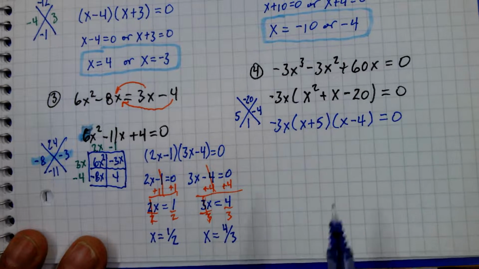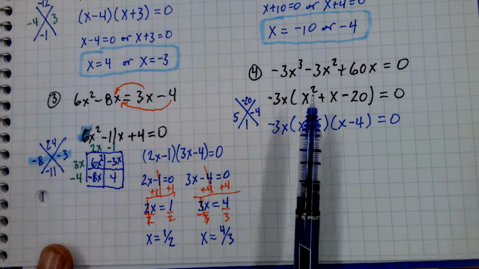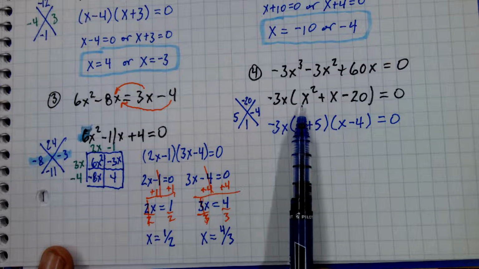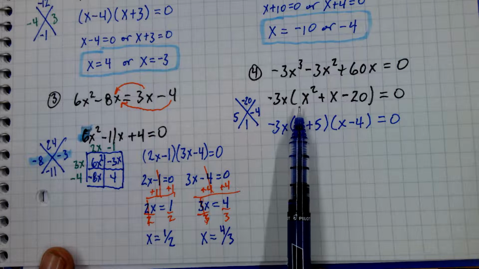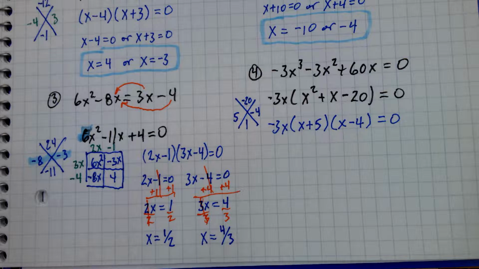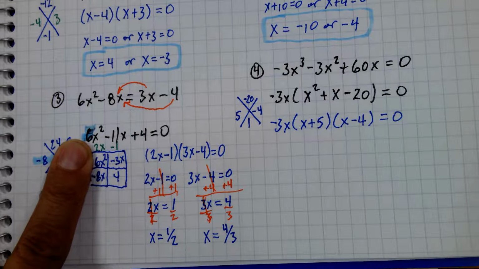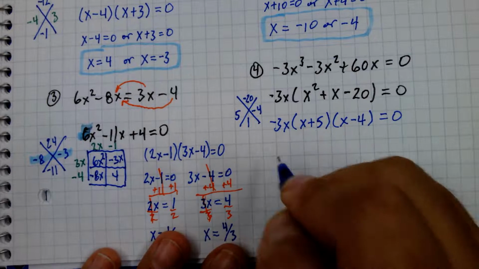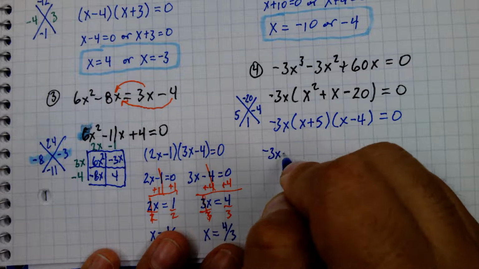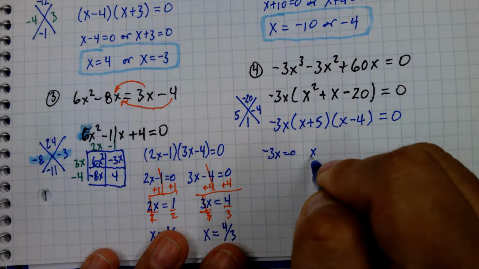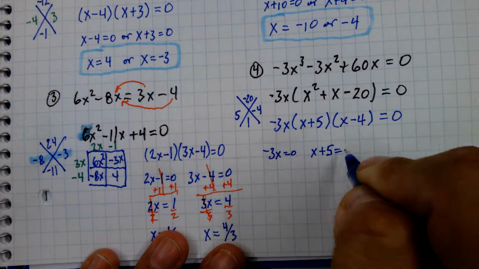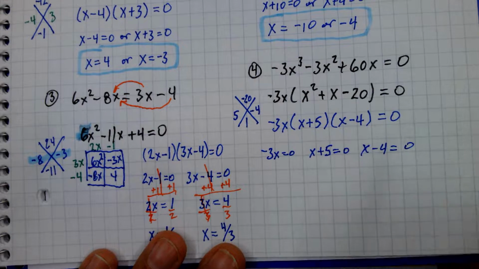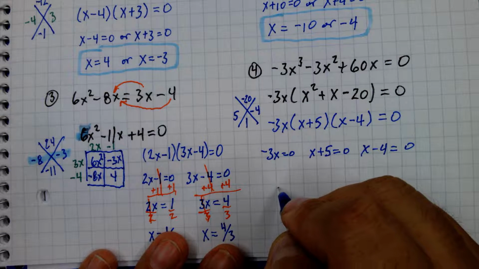And again, we didn't have to do this whole box method because look, the leading coefficient is 1. So whenever you don't have some number other than 1 or just nothing there, you don't have to do the box method. When you see something other than that, you got to do the box method. Okay, so now we have three equations, don't we? Negative 3x is 0. X plus 5 is 0. X minus 4 is 0. And this is going to give us three answers.